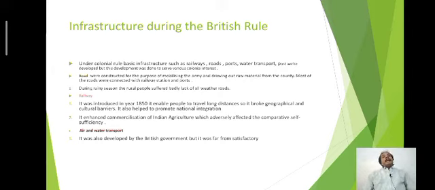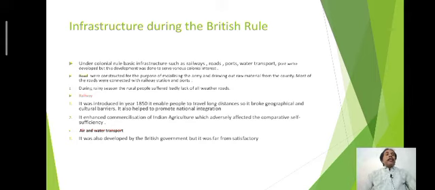Now come to the infrastructure during the British rule. So first of all, what is infrastructure? Infrastructure refers to a situation in which we support the economy for further development. Infrastructure may be of two types. One is known as social infrastructure and the other is known as economic infrastructure. Social infrastructure means health, education, which indirectly support the production process.